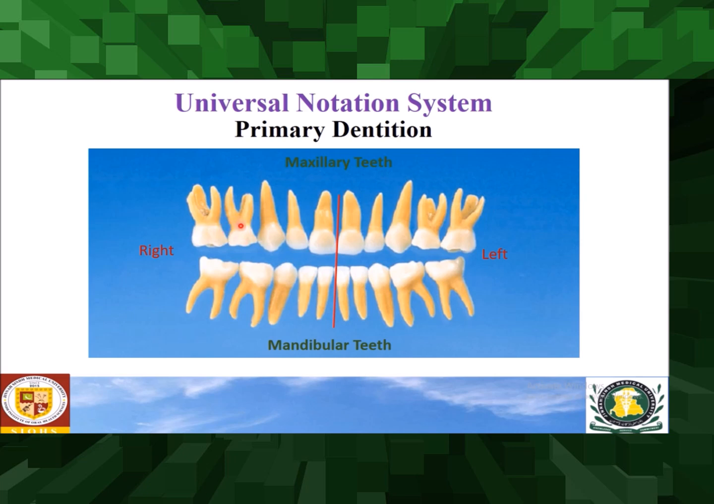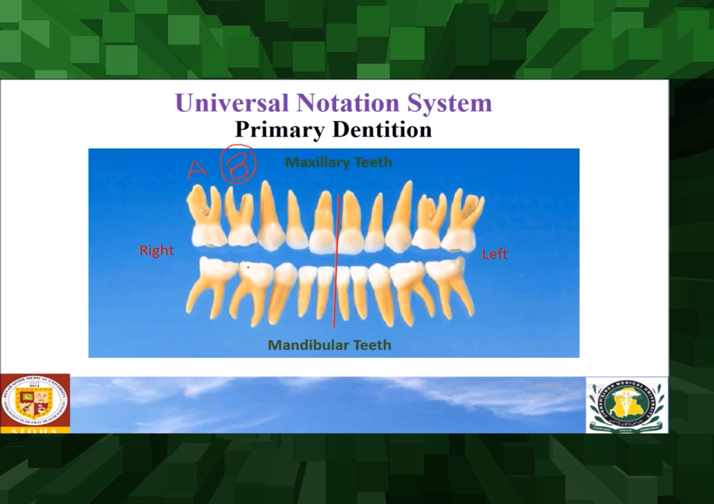So this is the right maxillary first molar, this is the second molar. For the right maxillary first molar, the notation in the universal notation system is alphabet B. So this is B, alphabet B for the right maxillary first molar, deciduous first molar. So it starts with alphabet A, B, C. So B is for the right maxillary first molar.